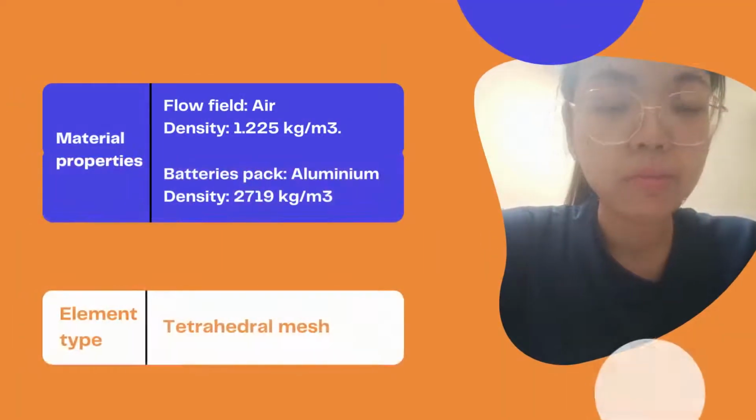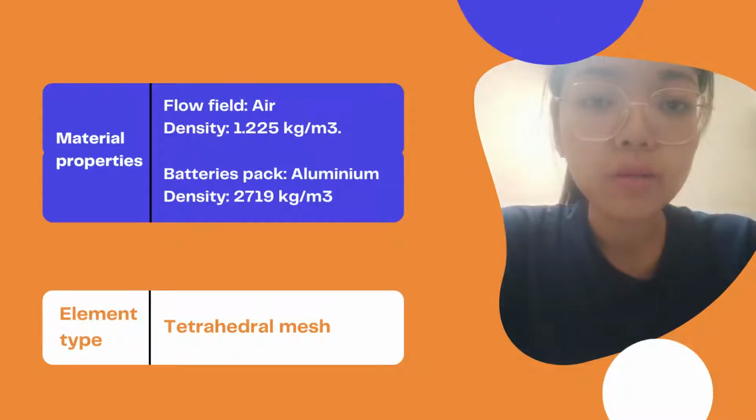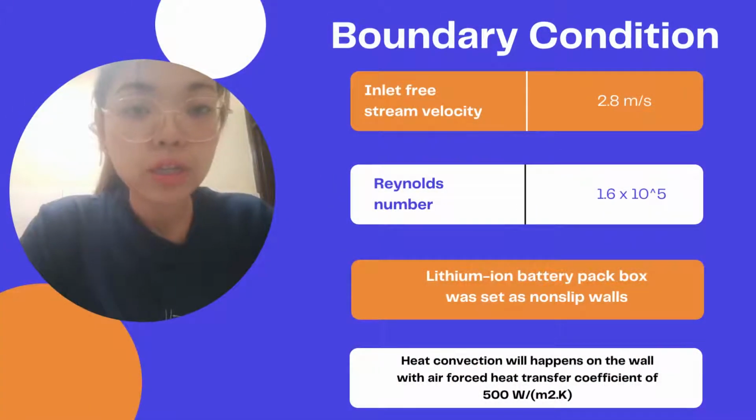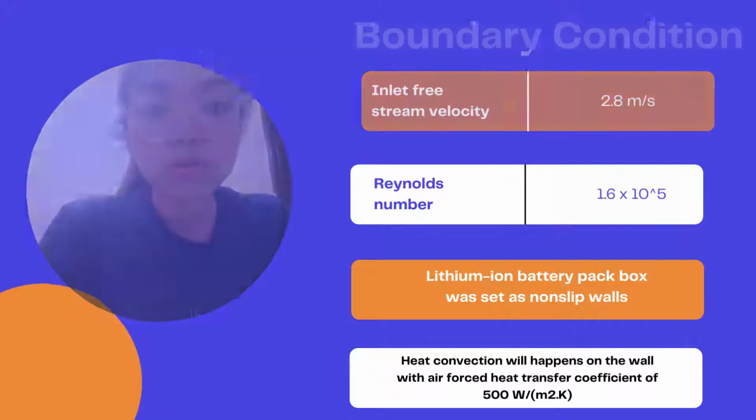The fluid inside the lithium-ion battery pack is set as air, while the material property for the batteries is set as aluminium. The tetrahedral mesh is used as the element type. So here is the boundary condition for our project. Our free stream velocity is set as 2.8 meters per second, while the battery box was set as a no-slip wall, while the heat convection will happen on the wall also. On the next slide, the boundary name selections in the ideal geometry are shown.